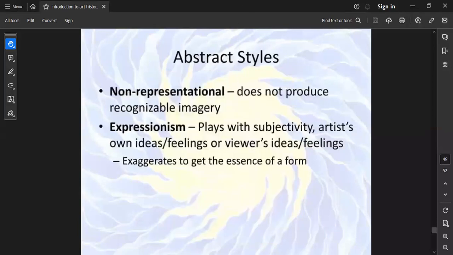Then we have the abstract style, the non-representational, which doesn't produce any recognizable imagery, and then we have expressionism, where it plays with subjectivity, the artist's own idea, feeling, or the viewer's ideas, and often this is exaggerated to get the essence.